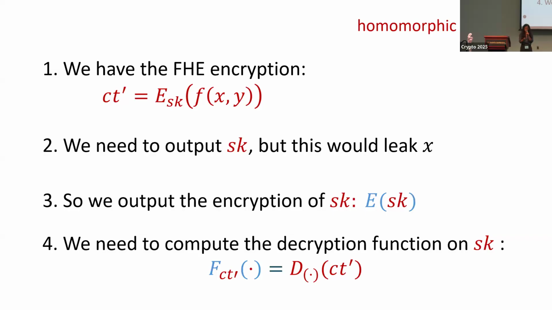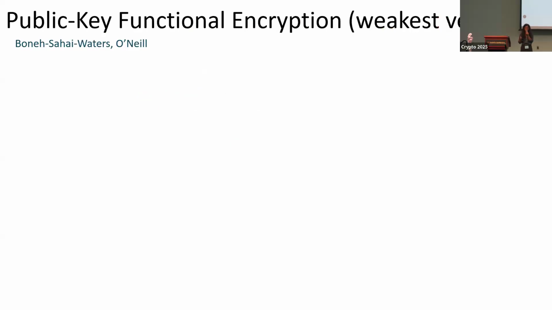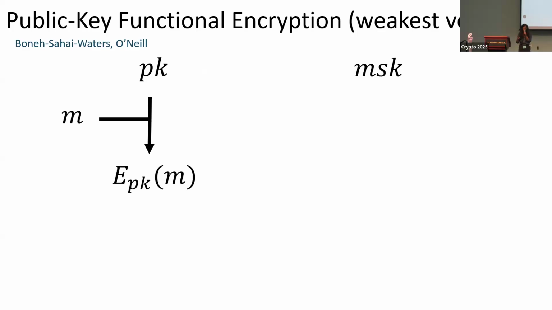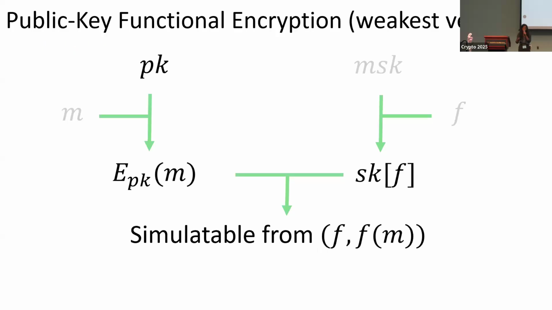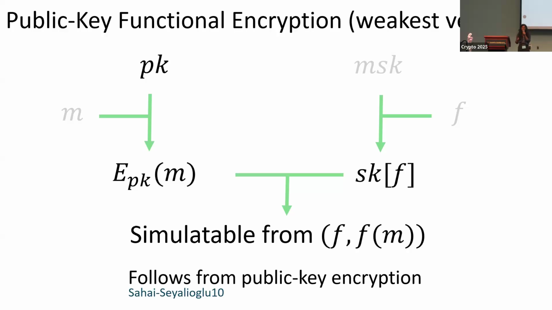So it turns out we already know how to do this using the weakest version of public key functional encryption. And here, what this means is the setup outputs a public key and a master secret key. Using the public key, we can encrypt a message M. Using the master secret key, along with a function description, we can output the function secret key, which allows us to decrypt and get the function output. So here, the security guarantee is that given the public key, the encryption, and the function secret key, this only leaks the function output in addition to the function description. And this is constructible from PKE.